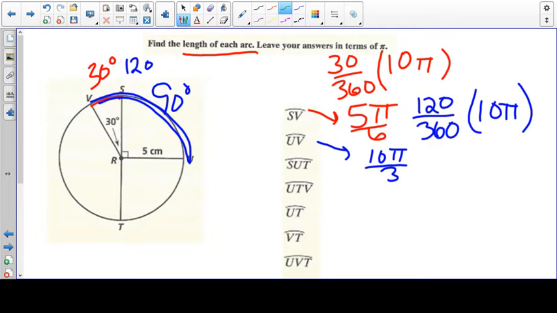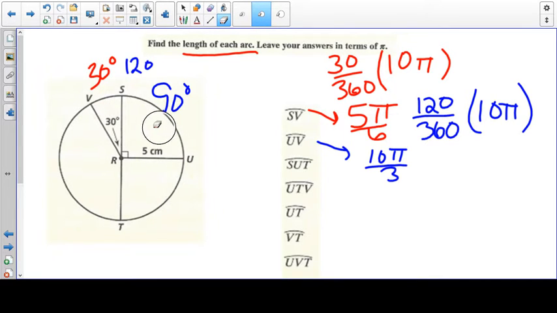All right, this third one. S-U-T. I cannot really see you too much, so I'm going to erase some of this real quick. Oh, sorry, am I actually in there? You don't need that 120. So I'm going to go ahead and erase it.